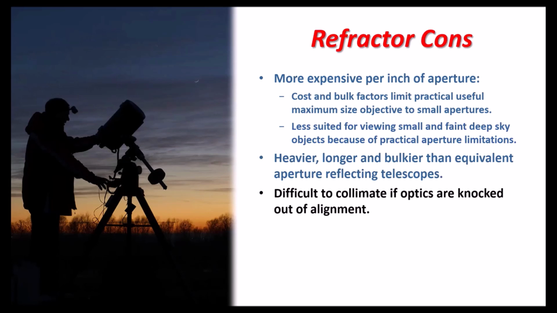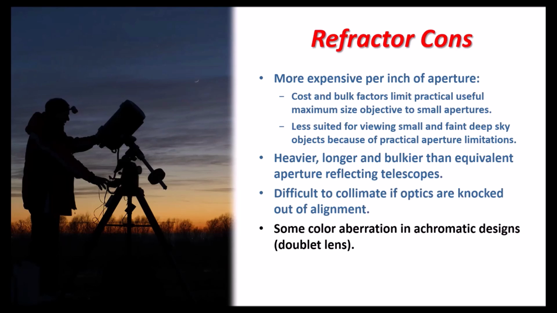And if you do drop them, or you somehow get them from the manufacturer out of collimation and you miss the warranty, they are difficult to collimate on your own. Some refractors I've seen do have the ability to be collimated easily by people, but most don't. You usually have to take it apart, take the mirror cell apart, and collimate it yourself. And for a lot of people, that's too much. So if you do drop your refractor, you'll probably have to send it back to the manufacturer or maybe a dealer to get it collimated. And of course, some have color aberrations, especially the achromatic designs.